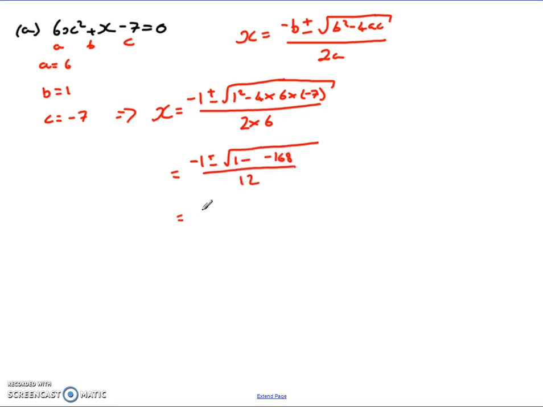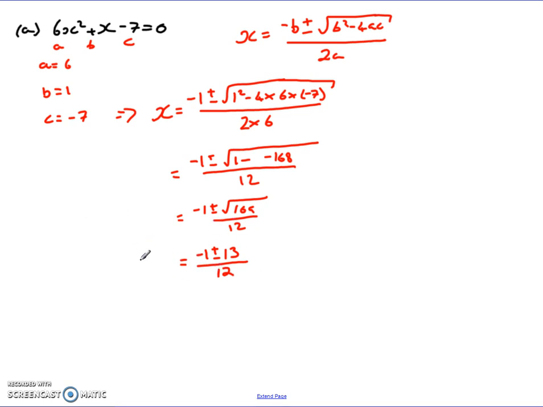1 minus minus 168, minus minus becomes a plus, so I get negative 1 plus or minus the square root of 169 over 12. Now the nice thing about this is, the root of 169 is 13. So we get negative 1 plus or minus 13 divided by 12. Now, I did say it could help us calculate more complex ones. I never said it couldn't help us calculate more straightforward ones, so it does allow us to do this as well.